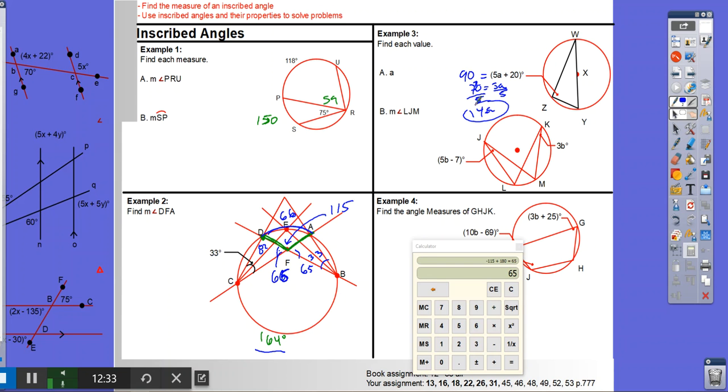All right. Find the measurement of LJM. Oh, well, I know that this arc doesn't change, reflexive property. Since this angle is creating this arc, and this angle here is also creating the same arc, we know that 5b minus 7 has to equal 3b. Okay, so minus 5b, minus 5b, I get negative 7 is equal to negative 2b. So divide by negative 2, divide by negative 2, and I get b is equal to 3.5.